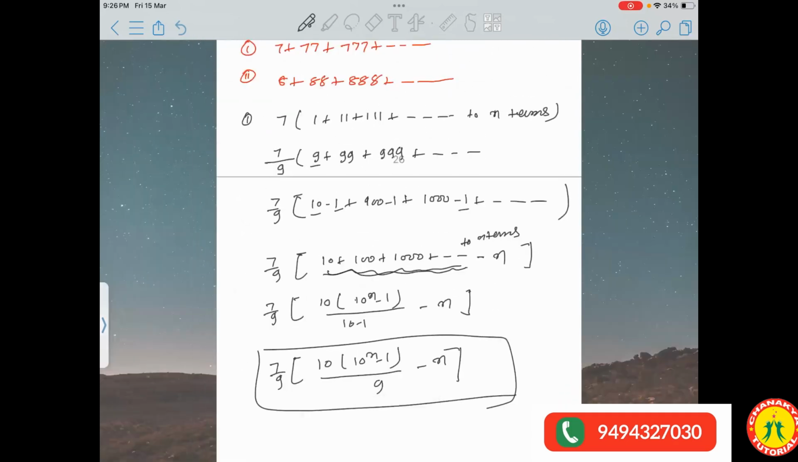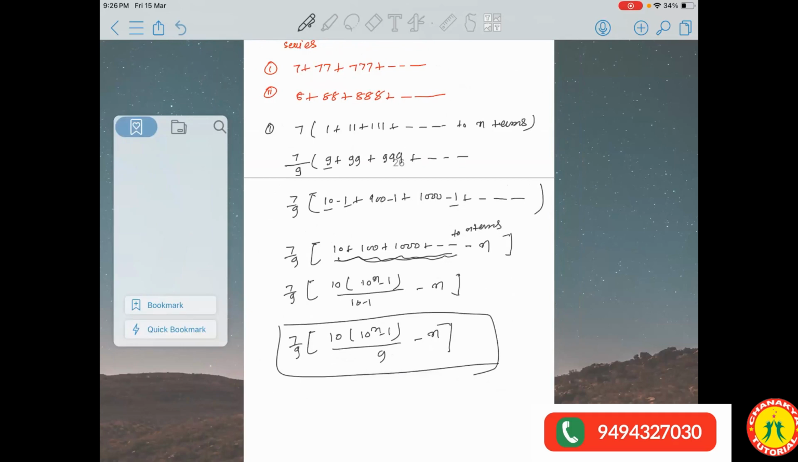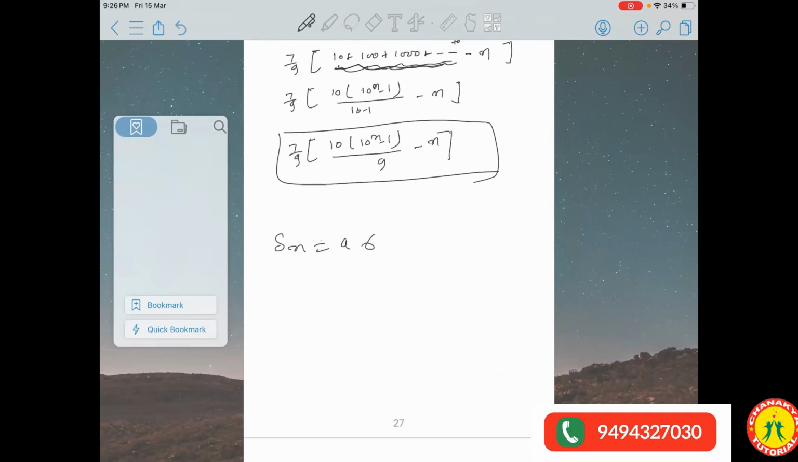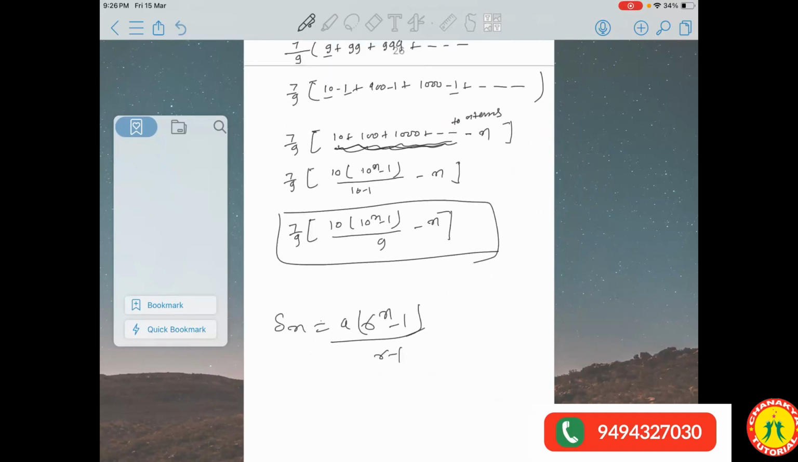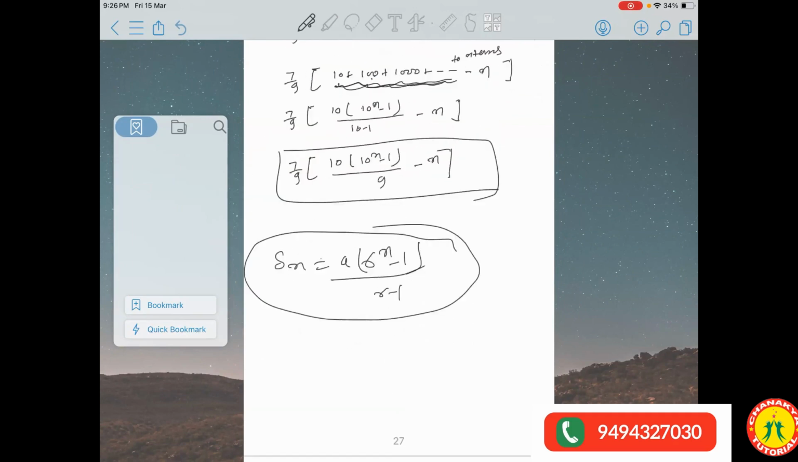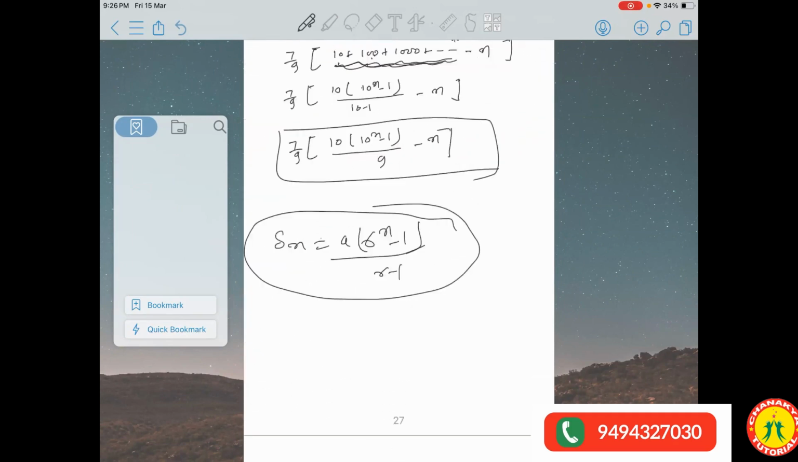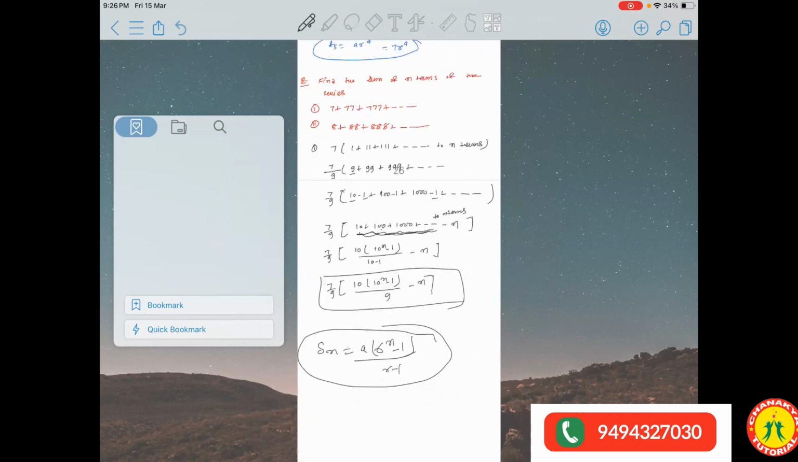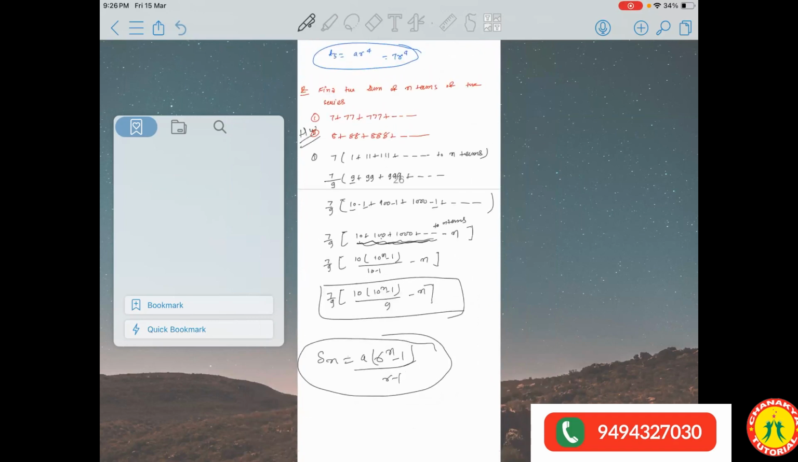Any doubt? Anyone? Here I applied the GP sum formula: Sn is equal to a (r^n minus 1) upon (r minus 1), because r is 10, and r is greater than 1, so apply this formula. A is 10, r is 100 upon 10, that is 10. Any doubt? So the second question is your homework question.